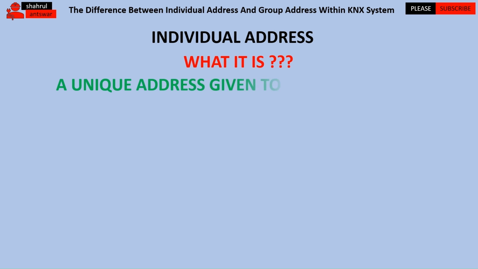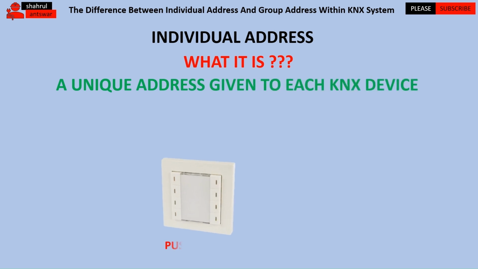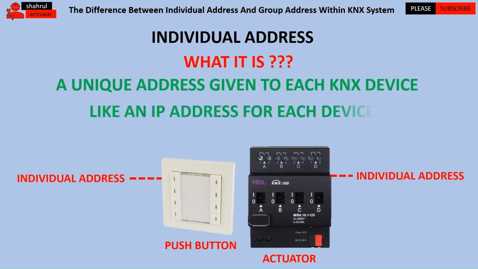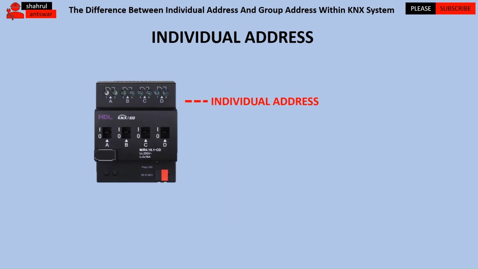What is the individual address? An individual address is a unique address given to each KNX device or physical device in the system. Think of it like an IP address for each device. It uses a three-level format known as X.Y.Z.